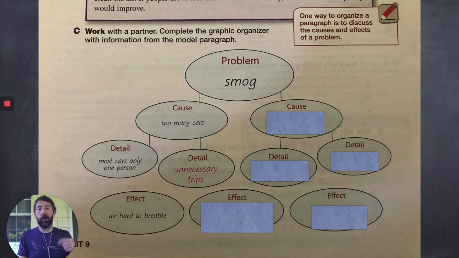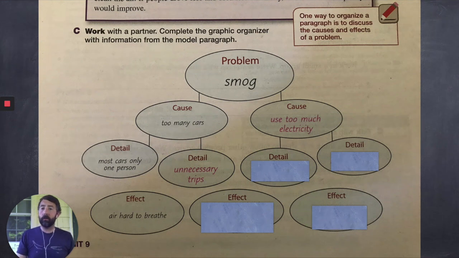Unnecessary means you do not have to do that. It's not required. Trips that are not required, right? So that gives you a little more, and then the next sentence even gives you more detail about unnecessary trips, right? So we have our first cause, too many cars, and then two details telling us more about that cause. We're ready now to find our second cause. And our second cause is that we use too much electricity.